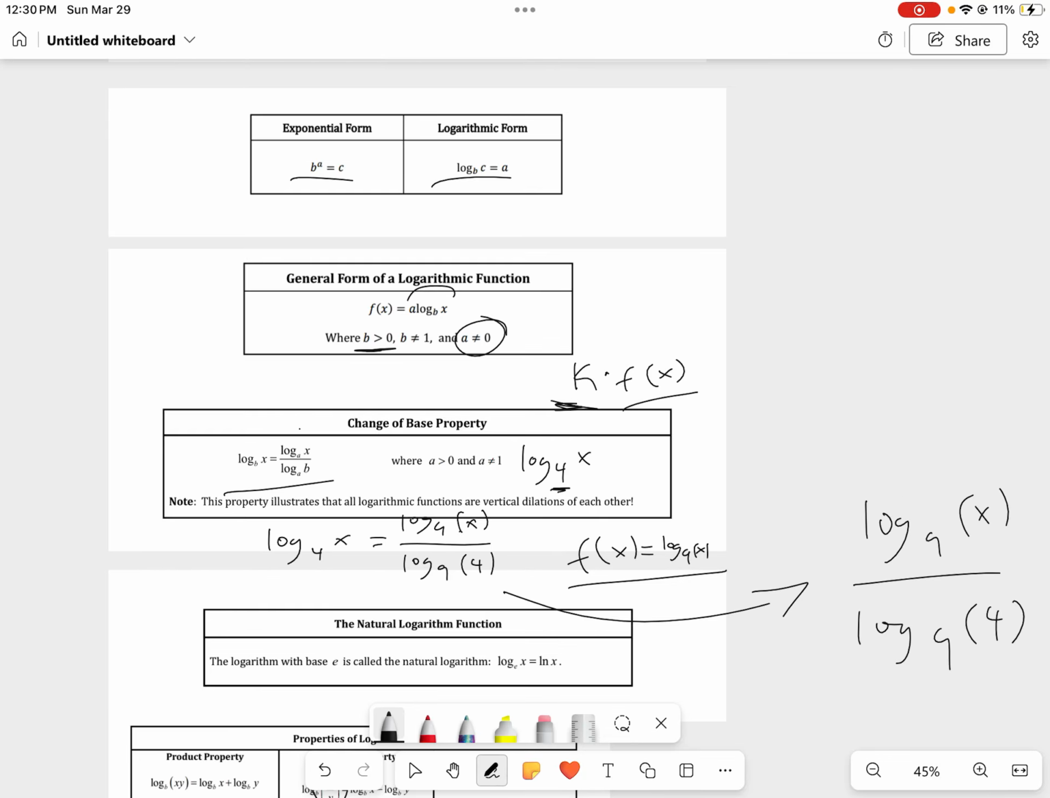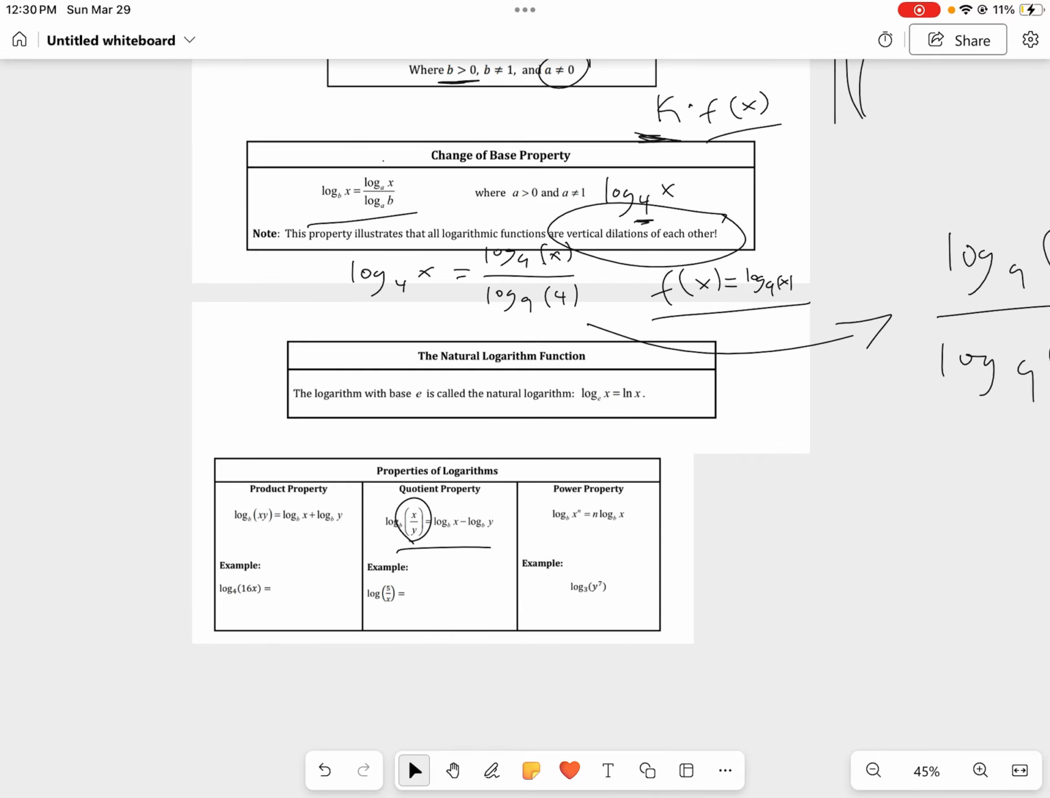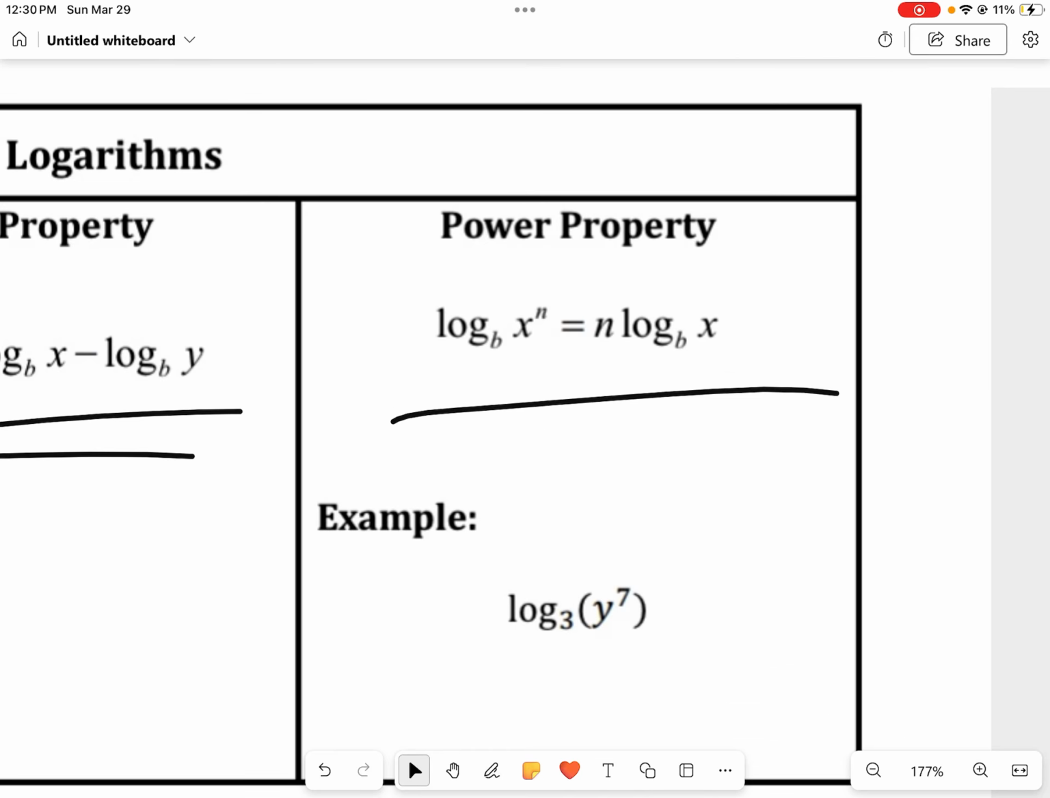And yeah, they're all dilations of each other. So the basic graph is going to look like this. Another log will look like this. And you'll see that they're literally just vertical dilations of one another. Power properties, you should know this. These are both important. And what it's saying is that you can drag this here, or you can drag this here. Either way.